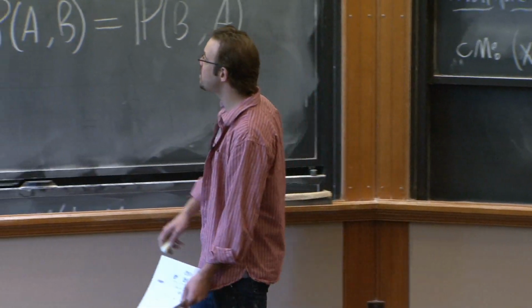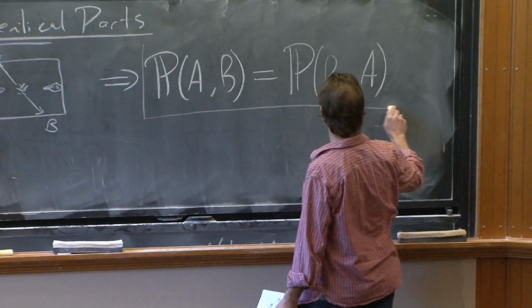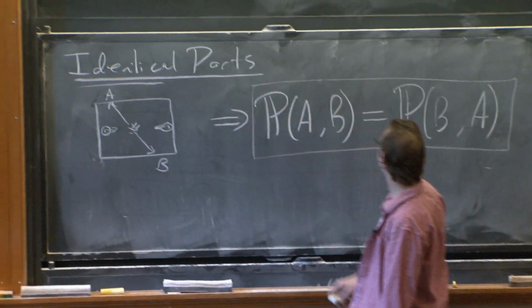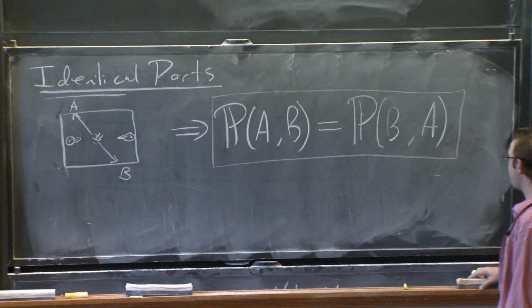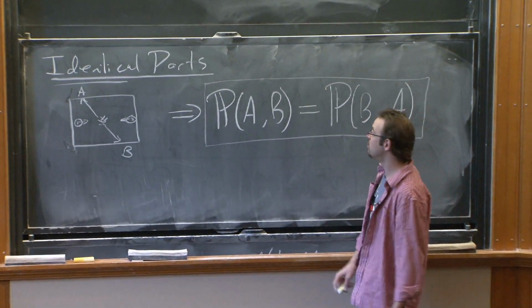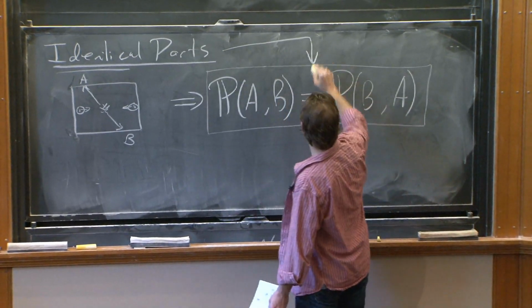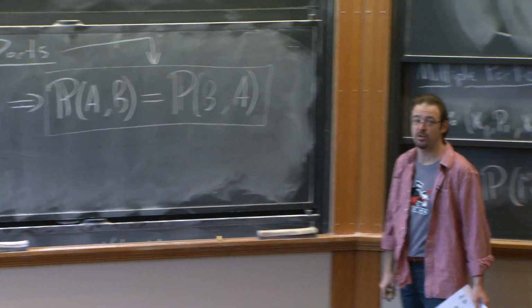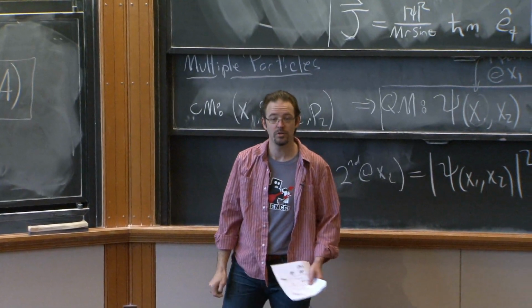These are totally indistinguishable. So the probability that the first particle ends up at A, second at B, must be equal to the probability the first particle ends up at B and second ends up at A, because you cannot tell the difference. This is what it means to be identical. That equal sign is what I mean by saying I have identical particles. Cool?